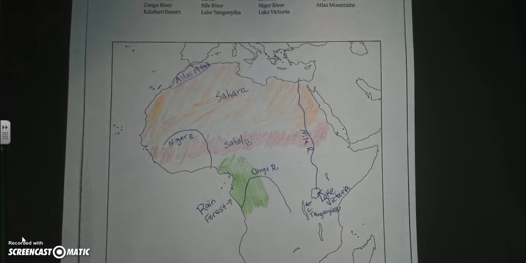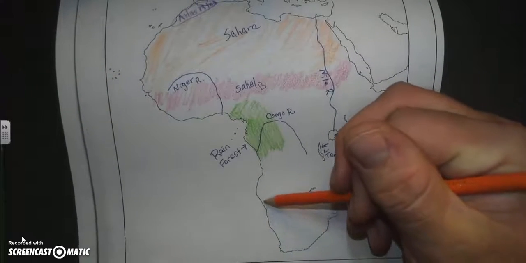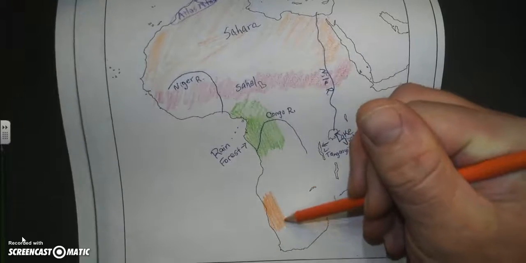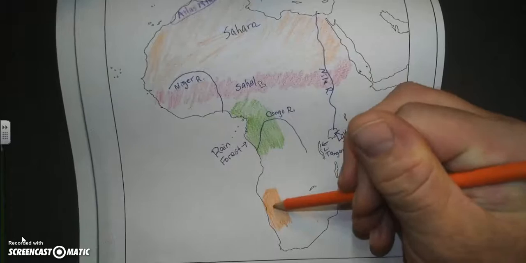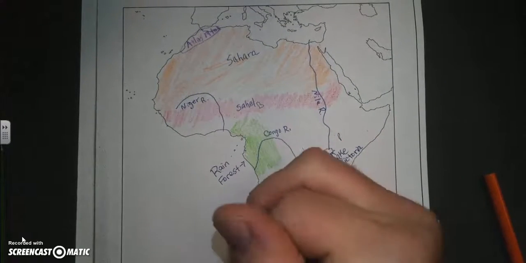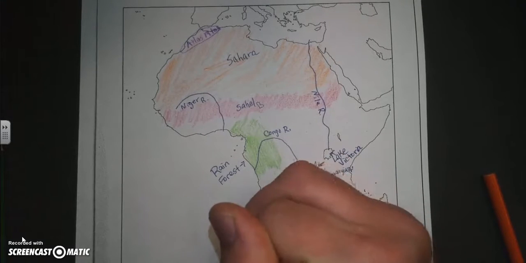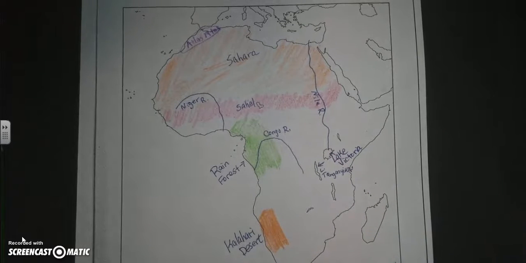Now, there's one more desert that we're going to draw on the southern part. Down here, we're going to find the Kalahari Desert. Okay? So in and around this area is the Kalahari Desert. Okay?